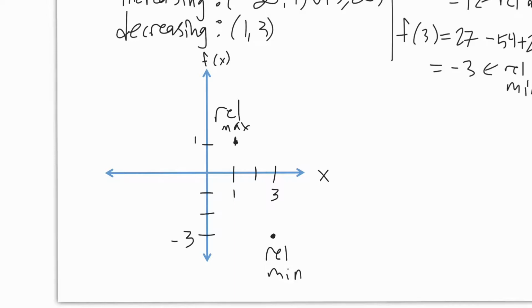So we start over here somewhere. It's not maybe clear where the y-intercept is, but we could find that. We'll find f of 0 to grab that y-intercept. f of 0 is going to be, well, just negative 3. That's convenient. So there's our y-intercept.